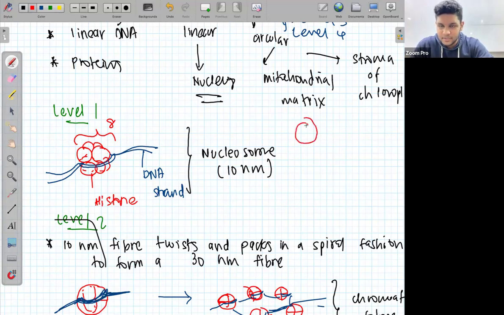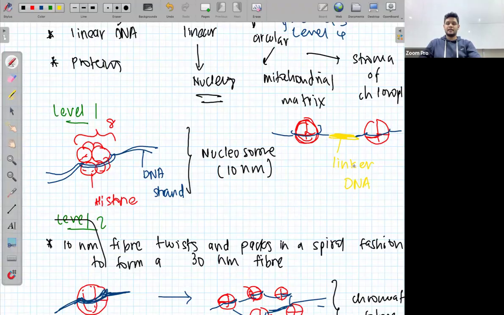Now, this is a complex of histone proteins. Here is another complex of histone proteins. The DNA is present here, completely winding around it. Here there is another. The connecting stretch between these two is called linker DNA. Clear? This complex is a nucleosome, right?